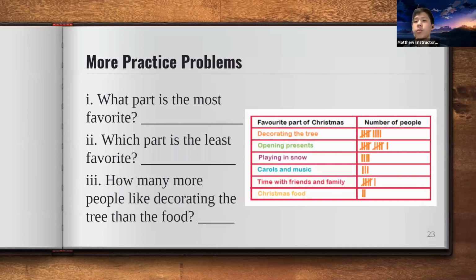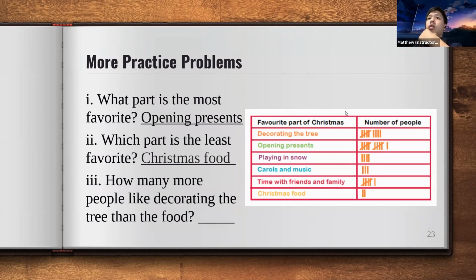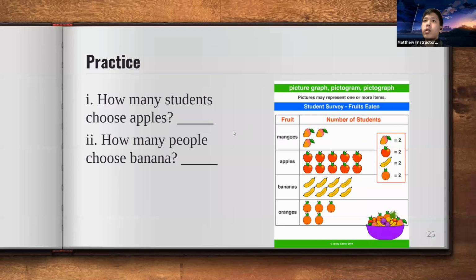This is just a review, but I honestly have no clue if you guys understand what I'm trying to talk about. Here, what part's the most favorite? Opening the presents, as that has 7. Christmas food has 2, and this has 7. Pictographs. 2016, this has 10, and it's equal to 2, so then it'll be 20. 8 bananas, so the answer will be 16.